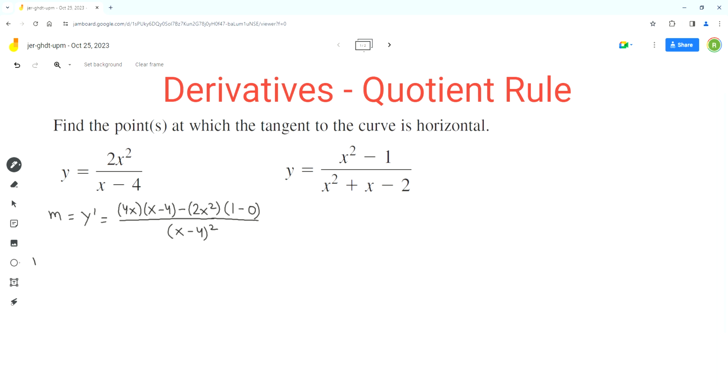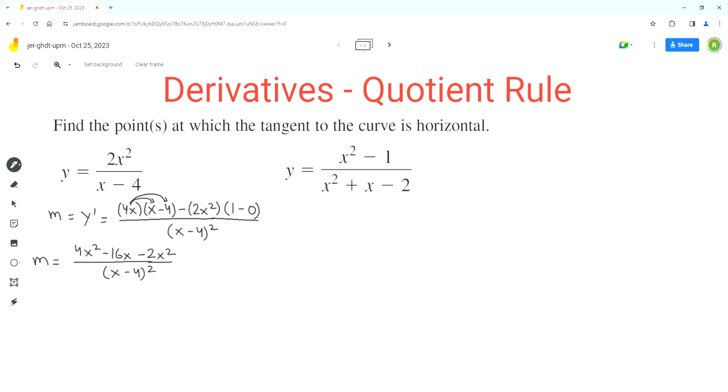Now we can simplify this expression. So m equals, now in the numerator, we can distribute 4x into the parentheses. So we get 4x squared minus 16x. And now we know that 1 minus 0 is 1, and 1 times 2x squared will just be 2x squared. So just minus 2x squared, over x minus 4 squared.